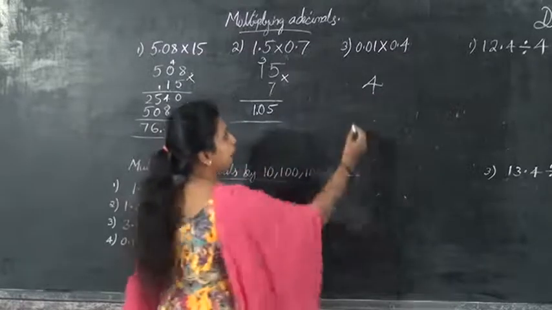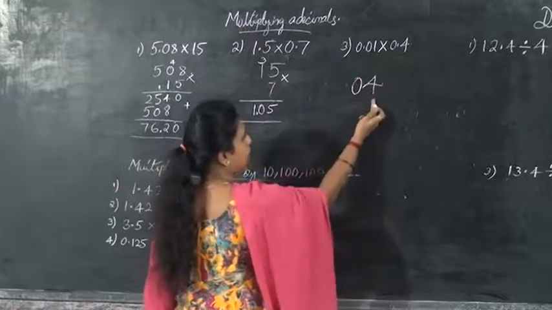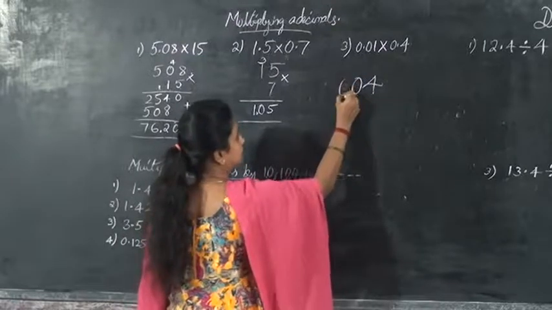So to fill that gap you want to put a 0 there. 1, 2, then 3. Put a 0 like this.